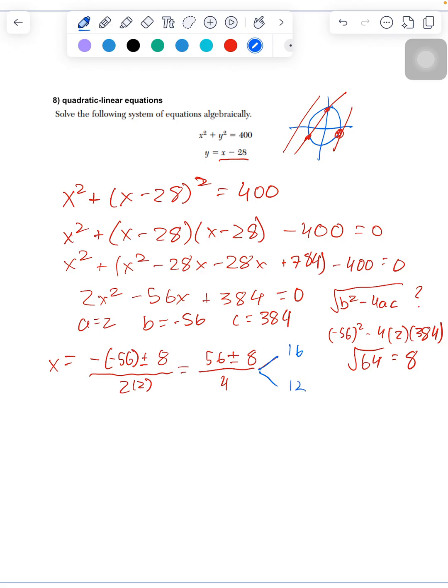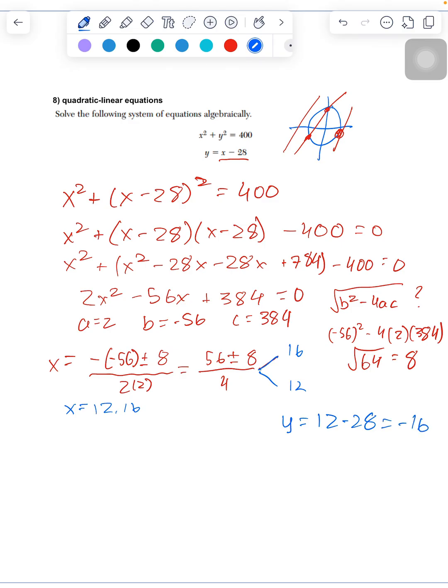So these are going to be my two x solutions. I'm not done. I have to find where they intersect. So I'm going to plug these back in to find my y. I found my x's, so x equals 12 and 16. Now let's find my y's. I'm going to plug it back in there. So y equals 12 minus 28. 12 minus 28 is negative 16.